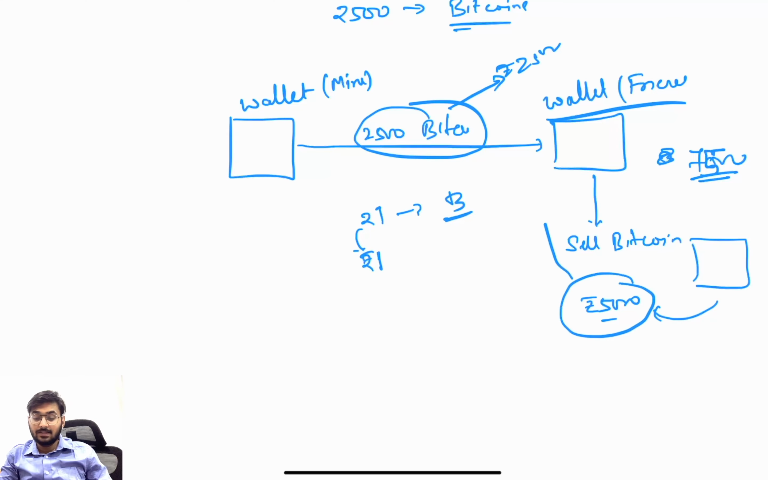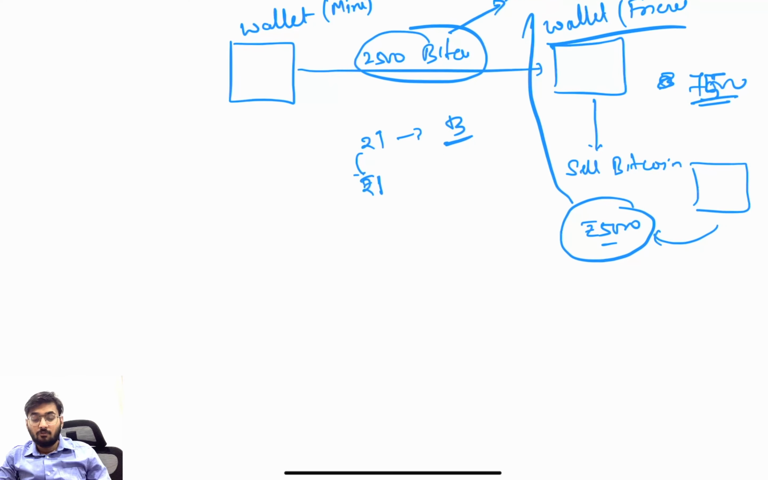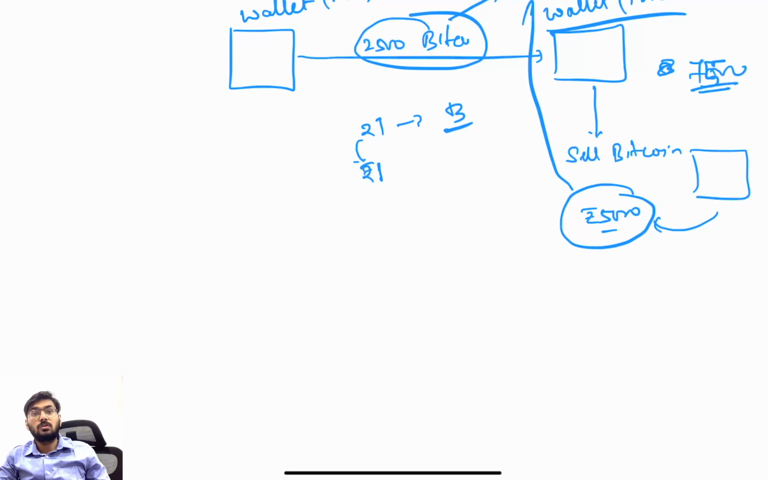Means it got decreased from 5000 to 2500. Are you getting the point? It's very volatile, it's fluctuating. You can make money or you can lose money. Now why is the price fluctuating? It's totally demand and supply. The higher the demand for bitcoins, the more the value of the bitcoin.